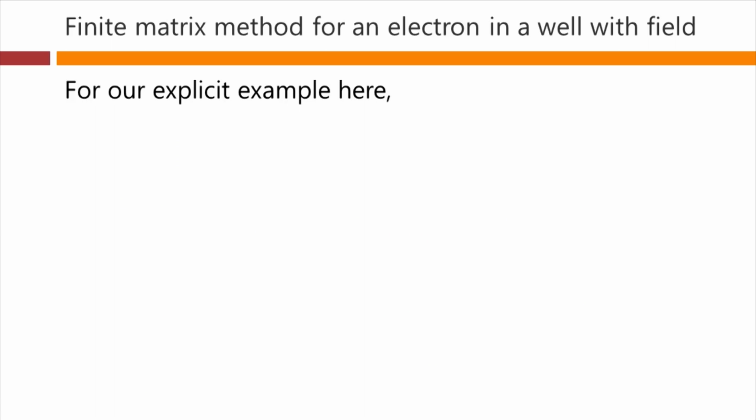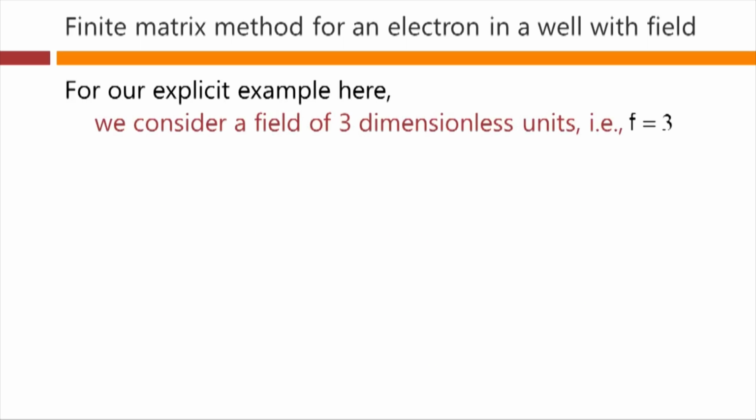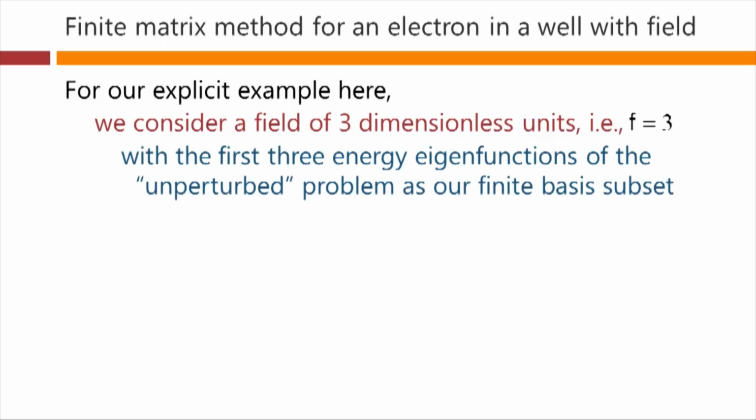For our explicit example that we have here, we're going to consider a field of three dimensionless units. That is, we're going to choose F equal to 3, with the first three energy eigenfunctions of the unperturbed problem as our finite basis set. That is, although in the ideal problem we would use an infinitely large basis set, we're only going to use the first three elements of this particular set and see how we get on with that.